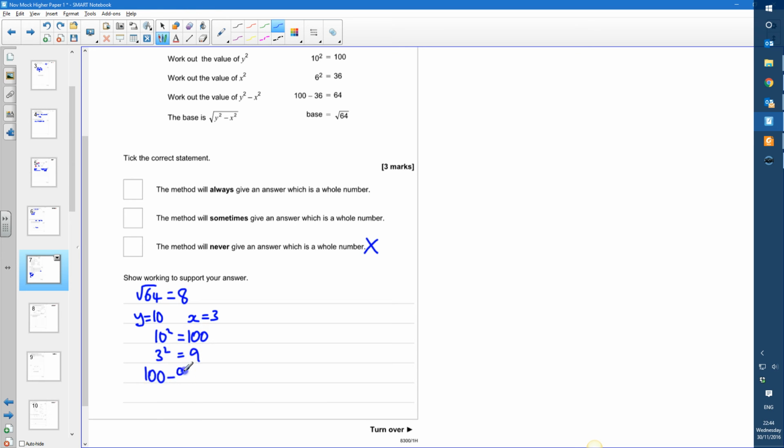100 take away 9 gives us 91, and the square root of 91 is, well, we can see 91 isn't a square number. The square root of 91 is not an integer. It's not going to be a whole number. So that means that it's only sometimes going to give us a whole number. It gave us a whole number over here when we had the square root of 64, but the square root of 91 wasn't a whole number. So I'm going to tick that one there.